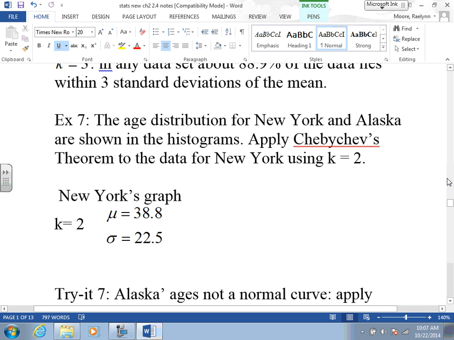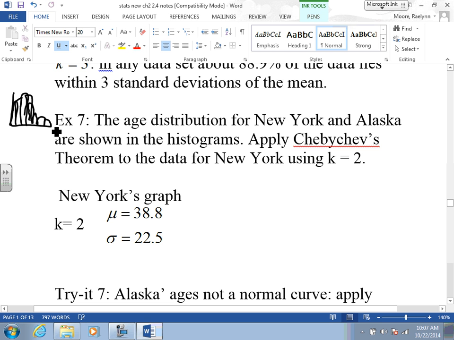So I'm on example 7, on page 89. He gives you two charts. Now, see his graphs that he gives you? Do they look like they follow a normal curve? No? So his graph for New York kind of looks like this. It has a bunch of big bars here, and then it just trails off a little bit.